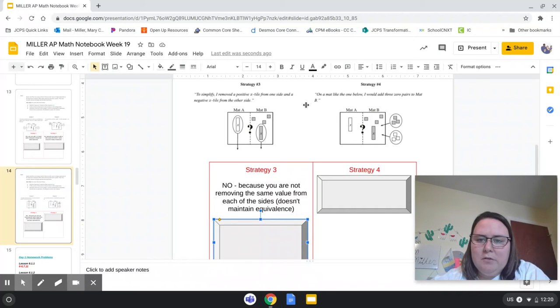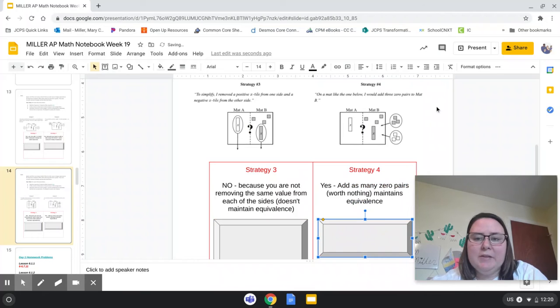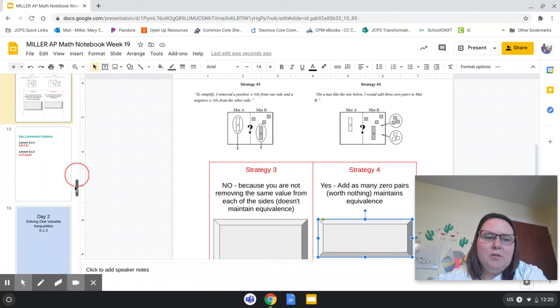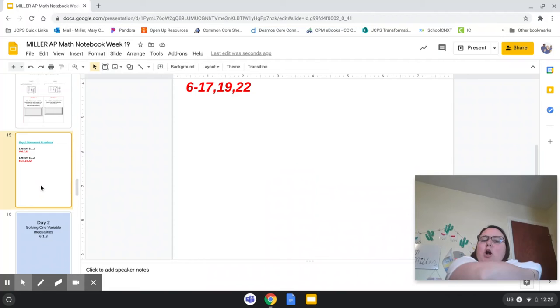Strategy 4 says on a mat like the one below, I would add 3 zero pairs to mat B. So you would add 3 positives and 3 negatives to mat B. Yes, that is legal because you can add as many zero pairs as you want because it's technically adding nothing, quote unquote.